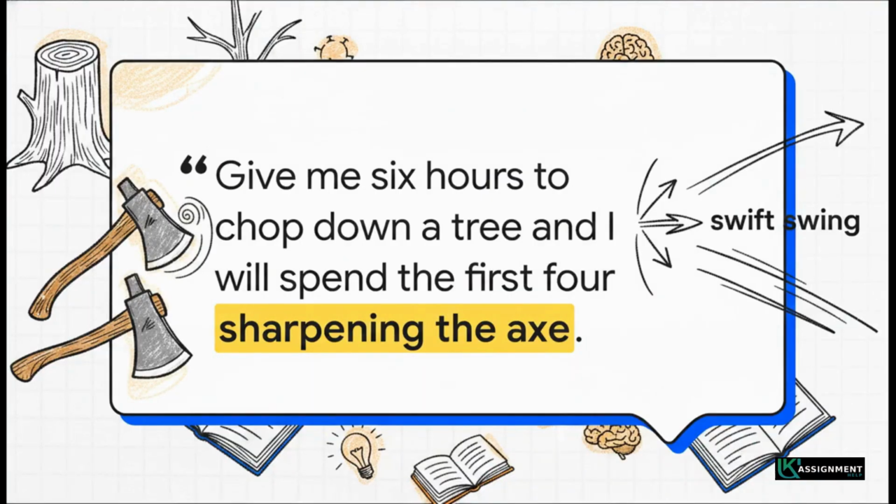The source material actually gives us this brilliant quote from Abraham Lincoln. "Give me 6 hours to chop down a tree, and I will spend the first 4 sharpening the axe." It perfectly hits the nail on the head for short assignments. Thorough prep is the secret sauce here. Your research, that's sharpening the axe. The 5 minutes you actually spend speaking is just the final swift swing.